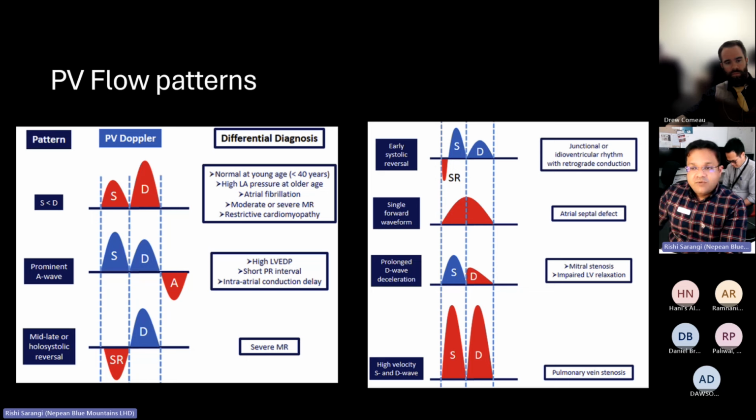That's something we should interrogate in patients who come to us in ICU, patients who have had pulmonary vein ablations in the past or have a lung transplant history, just to keep these waveforms in mind. That could be one of the reasons why the patient could be in pulmonary edema or could be short of breath.